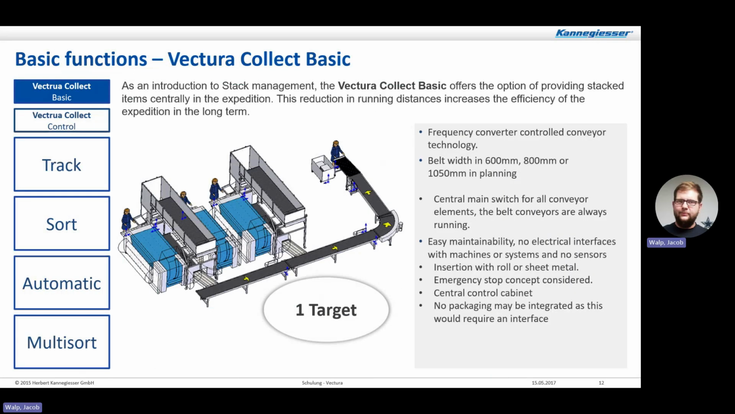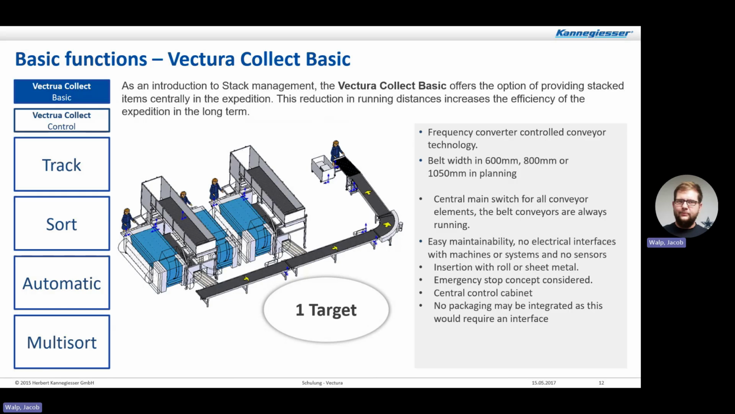So, Vectura Collect Basic. It offers the option of providing stacked items centrally in the expedition. Reduction of running distances increases the efficiency of the expedition in the long term. All conveyors are frequency converter controlled. You have options in belt width from 600, 800, or 1050.